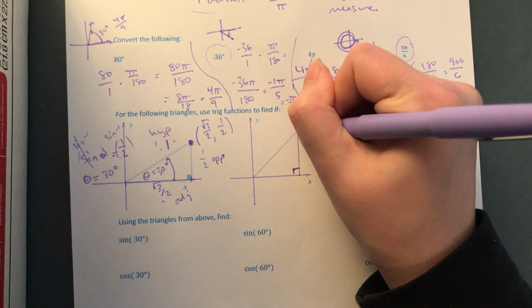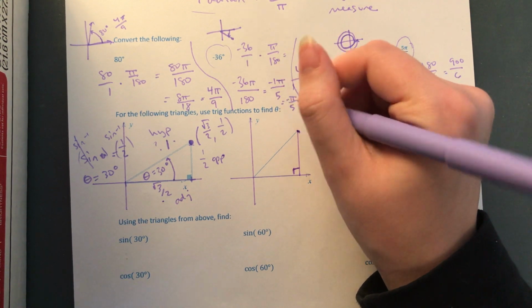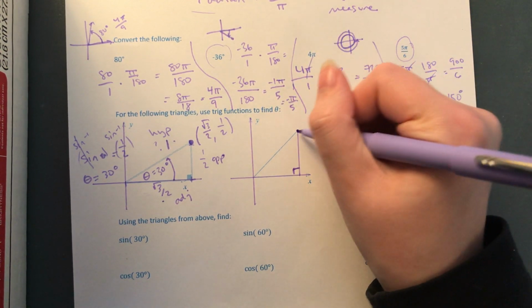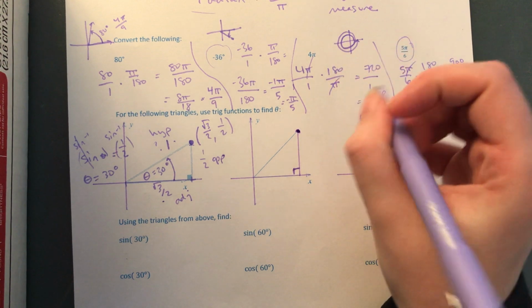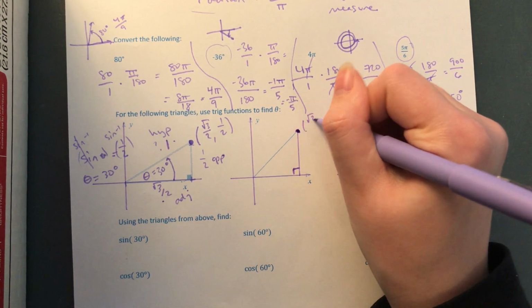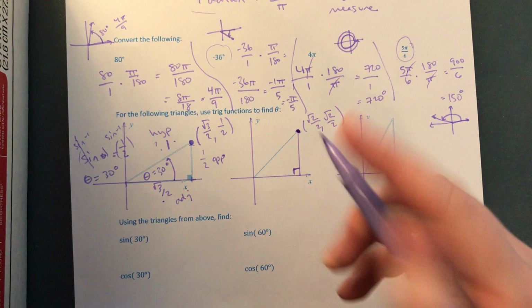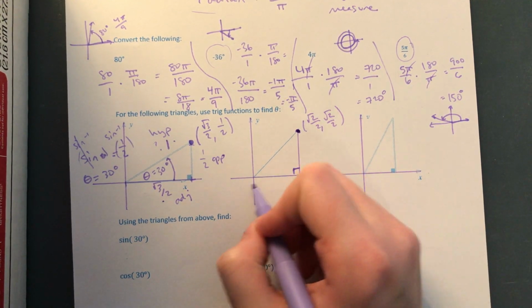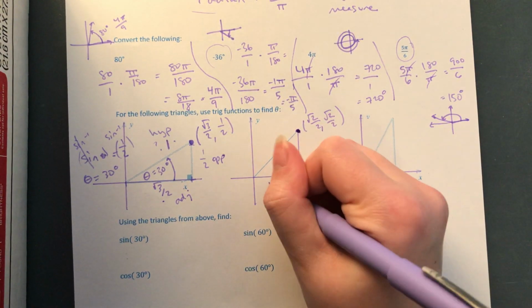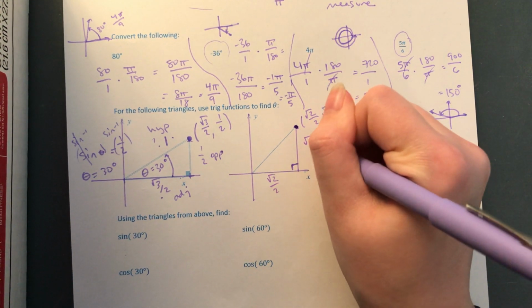I'm going to give this one the coordinate root 2 over 2, comma root 2 over 2. So that means that the x distance and the y distance are the same. So this is root 2 over 2. This is root 2 over 2.